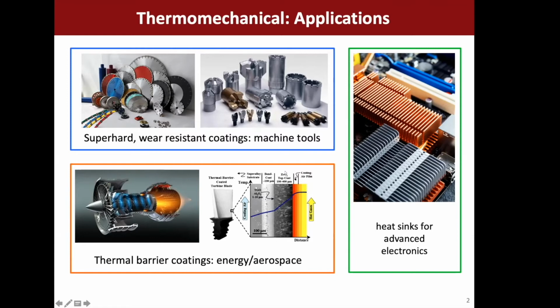For these, first of all, you want something that has low thermal conductivity to protect the underlying turbine blade. But you also want something that's reasonably mechanically strong, because if you have something very soft or porous, it's going to be damaged quite easily.